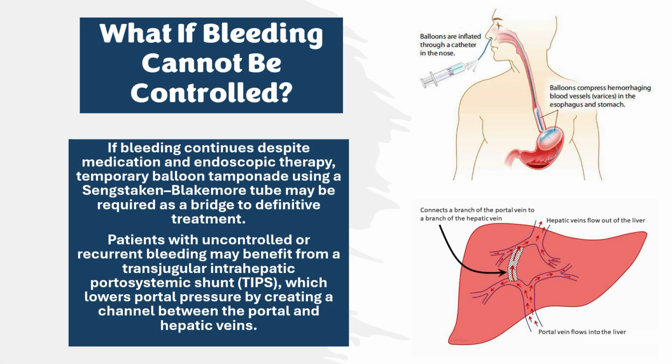So what if bleeding cannot be controlled? If bleeding continues despite medication and endoscopic therapy, temporary balloon tamponade using the Sengstaken-Blakemore tube may be required as a bridge to definitive treatment.